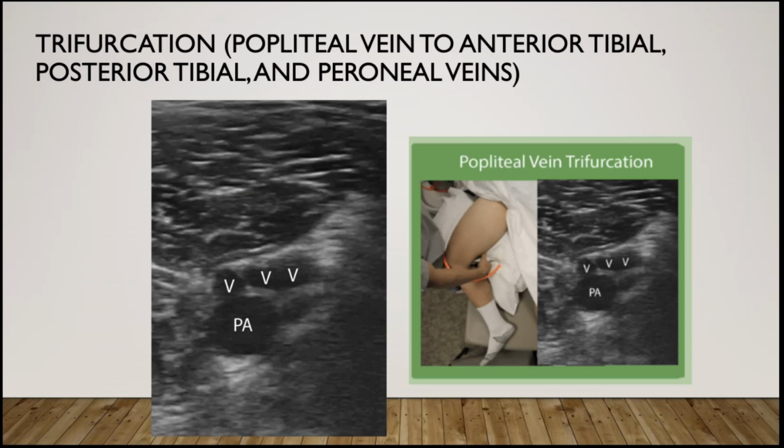Okay, so beyond the popliteal vein, that's where you get the trifurcation, where it splits into three with the anterior tibial, posterior tibial, and then the peroneal veins. You can see that here with, again, the artery running more anterior. So from the probe, the first three that you see are those three veins offshooting, and then the bigger artery behind it.